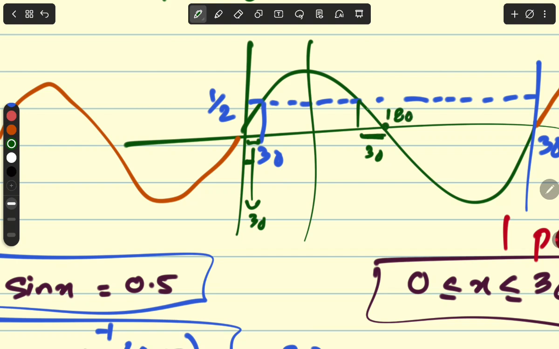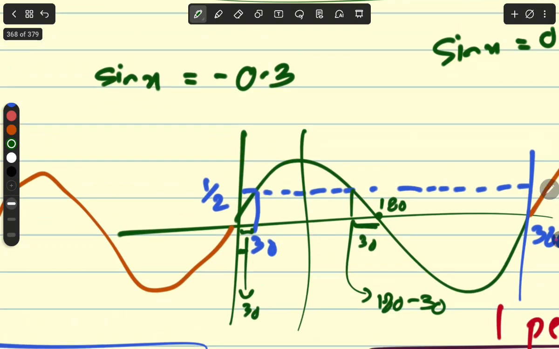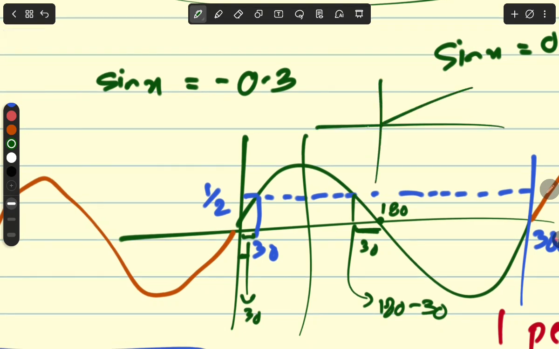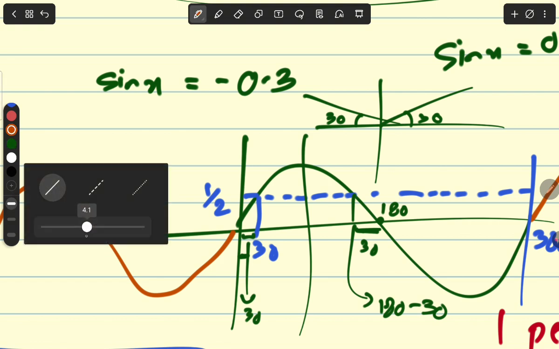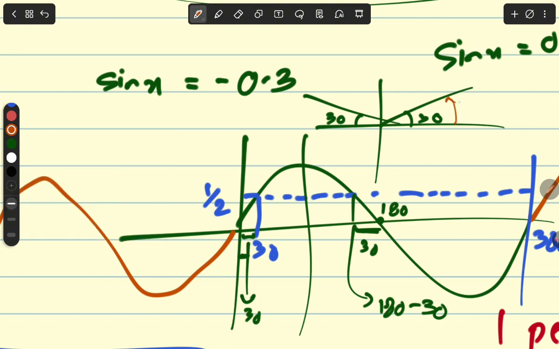And we know that this is 180. Then this value ought to be 180 minus 30, and we also did all of that in our quadrants, that if this is 30, then this is 30. So theta is equal to basic angle alpha here, which is 30, and theta here is going to be 180 minus alpha, which is 180 minus 30, that is going to be 150 degrees in the second quadrant, right?